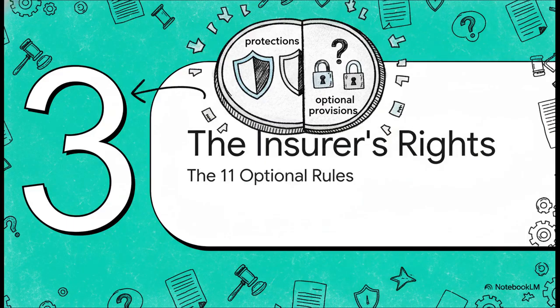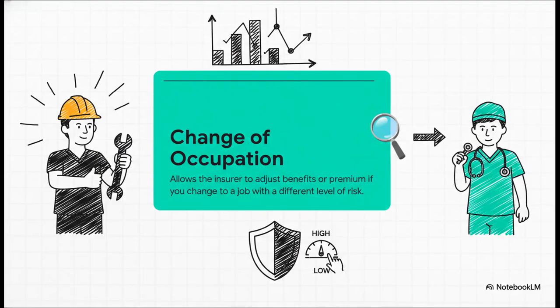All right, we've covered your protections. Now let's flip the coin and look at the other side, the optional provisions. These are the rules the insurer can choose to include to protect their own interests. This first one makes a lot of sense when you think about it.